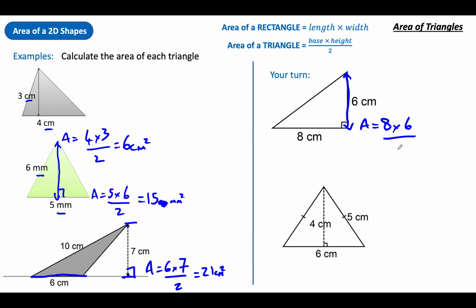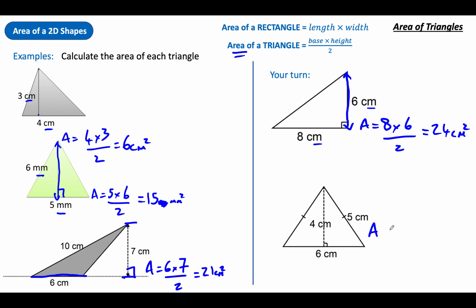So it's 8 times 6, divide by 2. Always halve it. 6 8s are 48, divide by 2 is 24. What are my units? Well, these are centimetres. So it is centimetres squared because we are doing area.